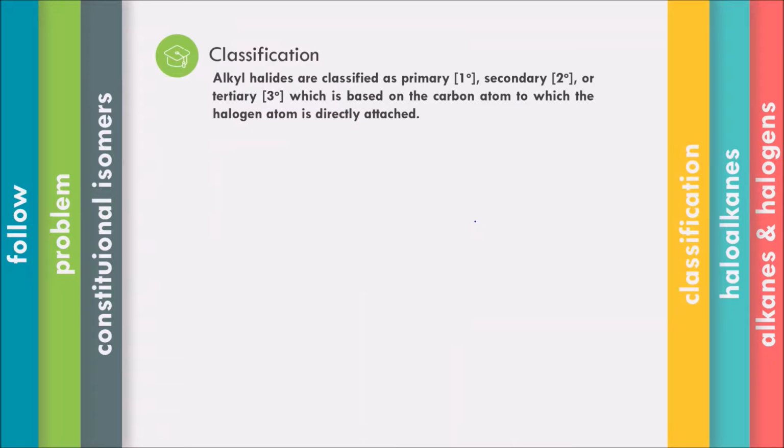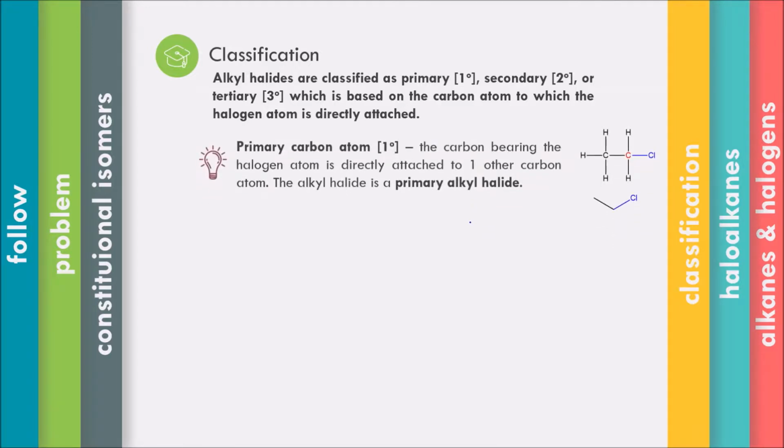Classification. Alkyl halides are classified as primary, secondary, or tertiary, and it's based on the carbon to which the halogen atom is directly attached. Primary carbon atom or primary alkyl halide. If you take a look at this molecule on the right, chlorine is attached to this carbon, and this carbon is connected to 1 carbon. This is why it's a primary alkyl halide.